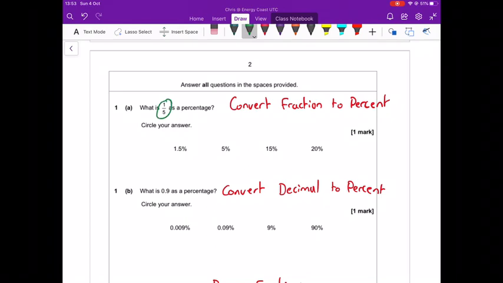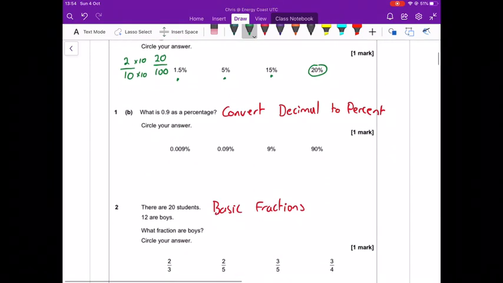1/5 as a percentage. What I'm going to do first is double top and bottom, so I'm going to times top and bottom by 2. It's going to give me 2 out of 10. What is 2 out of 10 as a percentage? If you're still not sure, I could times top and bottom by 10 again, and I'd get 20 over 100. Now, 20 over 100 is just telling me that it's 20%, okay? So these three are here to confuse you. The 5 is there to confuse you, but it's not the answer, okay? So 20% is what 1/5 is.